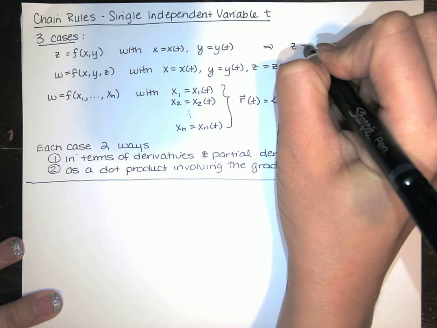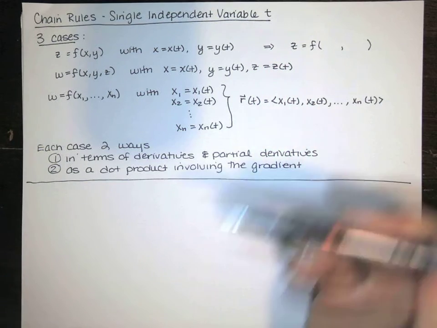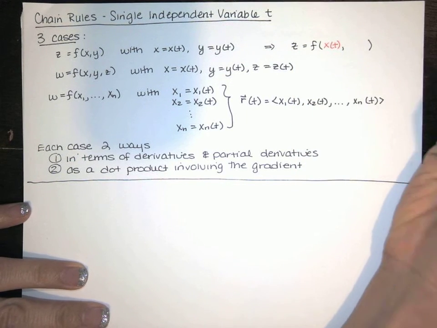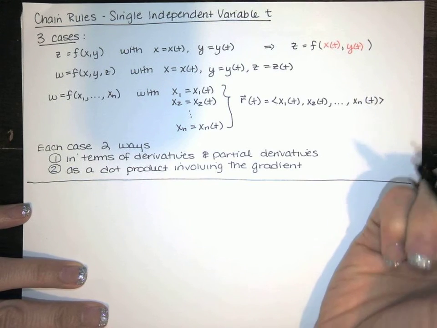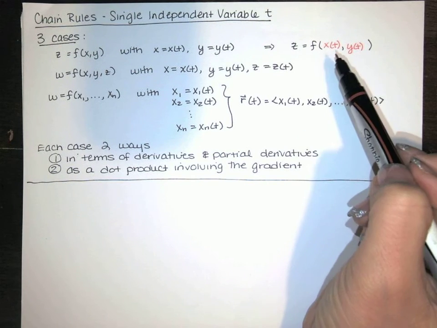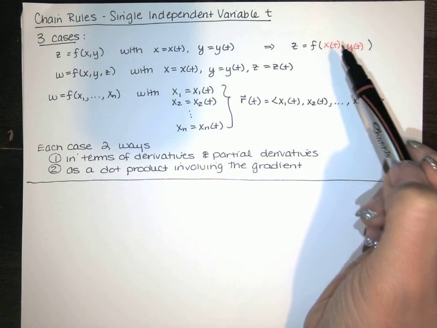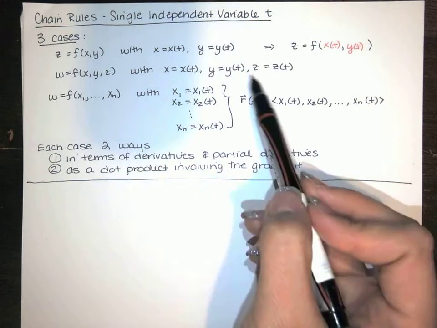then we end up with a new function. All the x's are gone. They've been replaced with some expression involving t. And all the y's are gone. So they have been replaced with some expression involving t. So now f depends entirely on t, and we can ask about its derivative with respect to time, or derivative with respect to t.